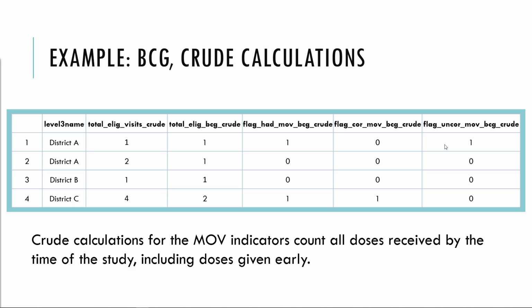A coverage survey dataset usually has data on many different vaccines, so this set of visit and MOV variables would be repeated for other doses. Maybe you'd have a set of variables for hepatitis B, for Penta 1, and so on. Here, the visit and the MOV variables have the suffix crude, indicating that early doses were counted in these calculations.